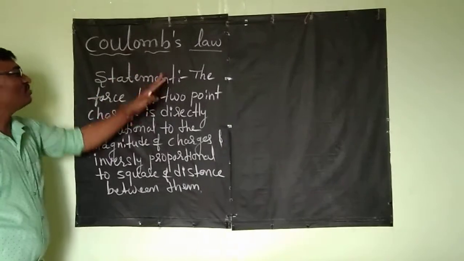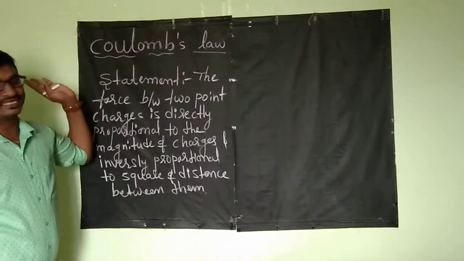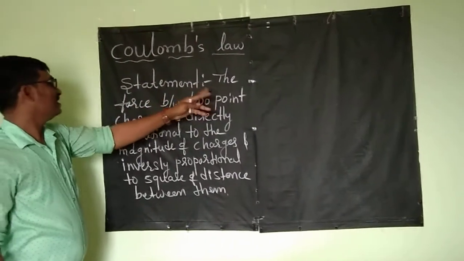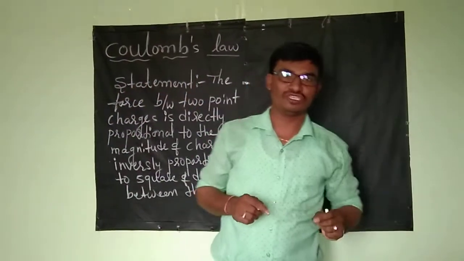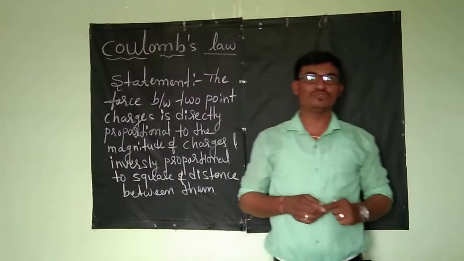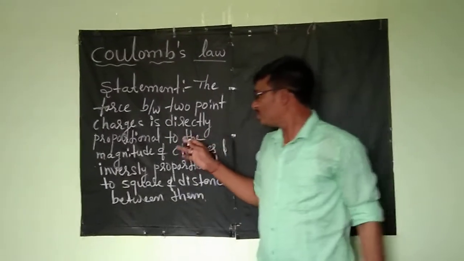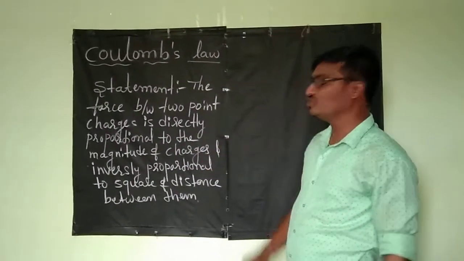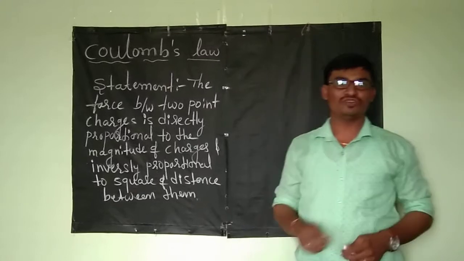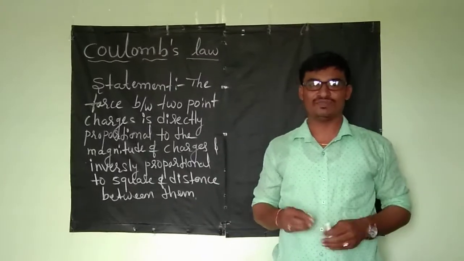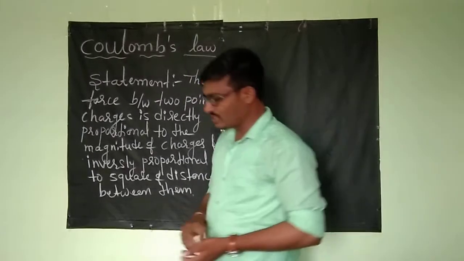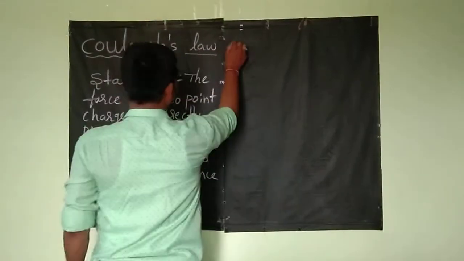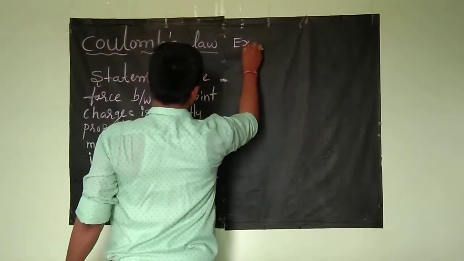They can ask for 1 mark also: state Coulomb's law only. It's enough. At that time you have to write: the force between two point charges is directly proportional to the product of magnitude of the two charges and inversely proportional to the square of the distance between them. This is the statement given by Coulomb. Then we are going to the explanation about Coulomb's law.